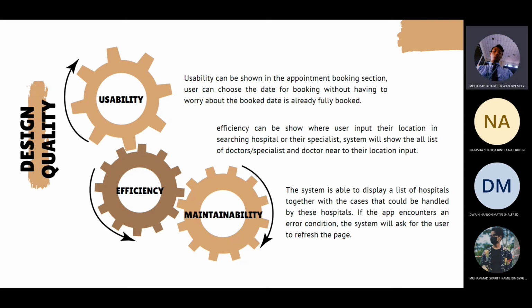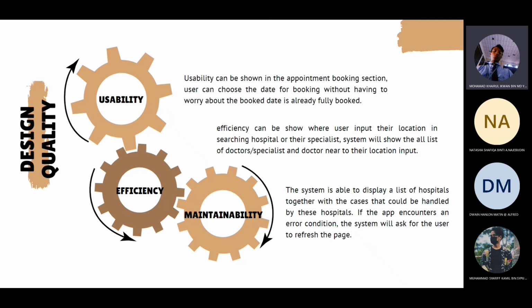Second, we choose design quality efficiency. Efficiency means the state where the application can accomplish something without wasting time, effort and cost, which means the performance of the application must be in a competent state. For efficiency, our requirement is that efficiency can be shown where the user inputs their location in searching for a hospital or their specialist or doctor. The system will show the list of doctors or specialists near their location input.